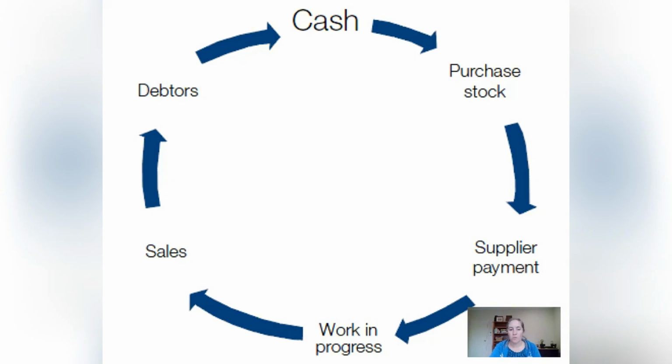Now, also in our work in progress, we've also got the pay-as-you-go withholding, so the tax and the super that we need to pay for our staff. But in this cycle, we're ignoring completely our other overheads as well. So our rent, our insurances, all of those sorts of things. So they could be pulling out of the spoke of this wheel at irregular times as well.